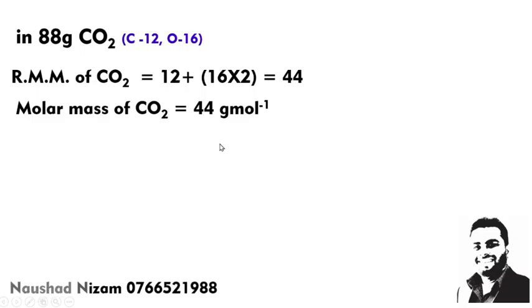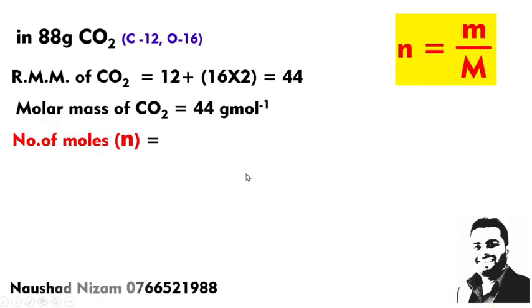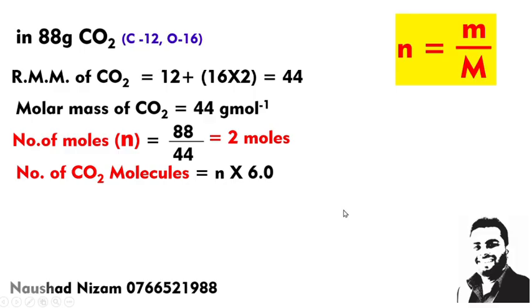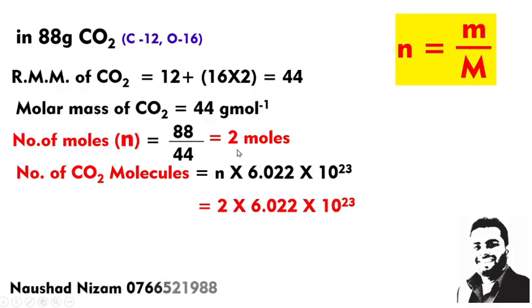Now the number of moles. The first question is the number of moles. The given mass is 88. Use the same equation: mass over molar mass. So number of moles is 88 divided by the molar mass, 44. Then you get 2 moles. Now the number of carbon dioxide molecules: multiply the 2 moles by the Avogadro number. So this is the second part of the question.